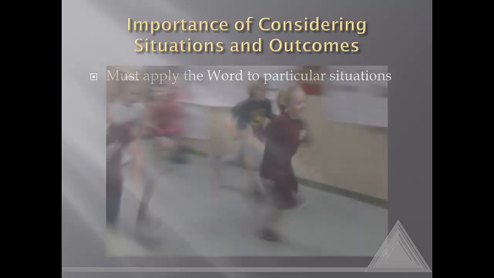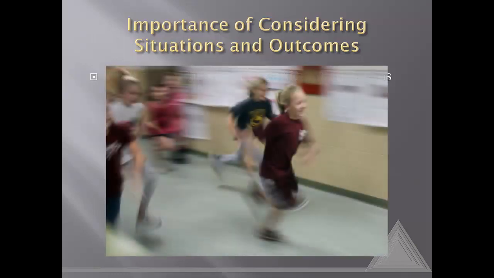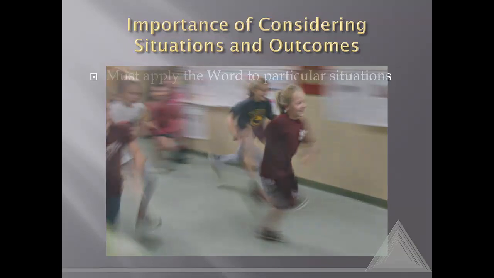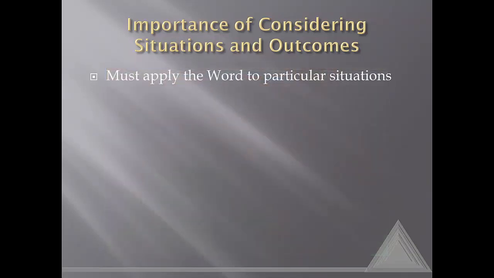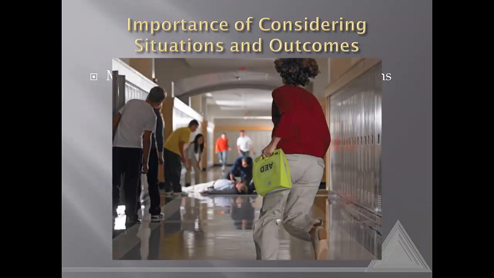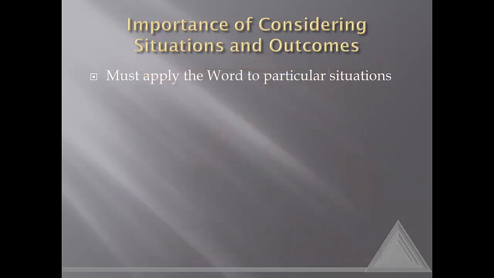Let's say a student is running full speed down the hall, knocking other students over just so he won't be late to class. Well, I'm probably going to write him up with a demerit or something like that. But let's say the student is running full speed down the hall, knocking other students over, because his teacher just had a heart attack and the student is running for help, and he's doing a good thing. You see, the same actions, different circumstances, a different evaluation of right or wrong, just because of different circumstances.